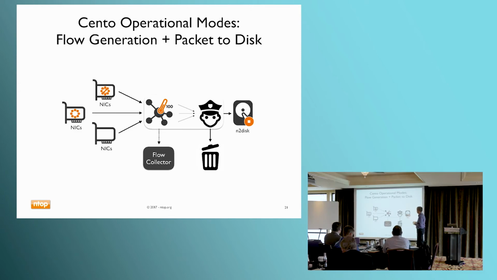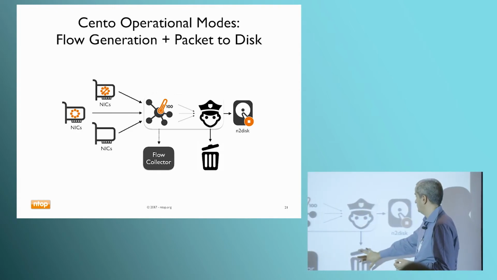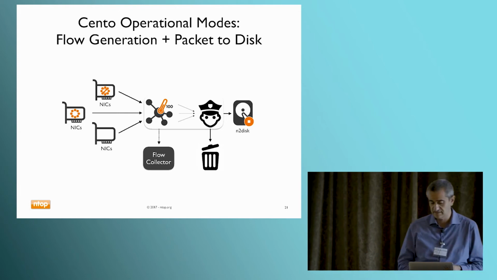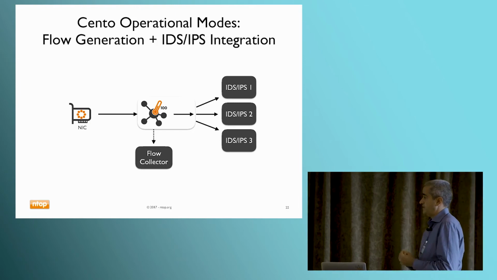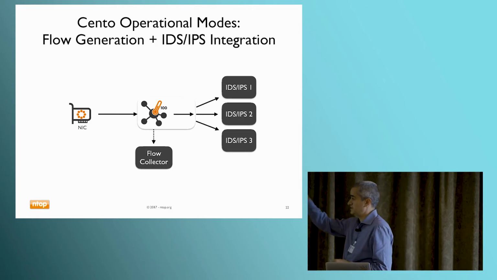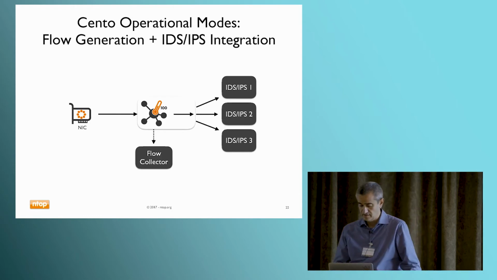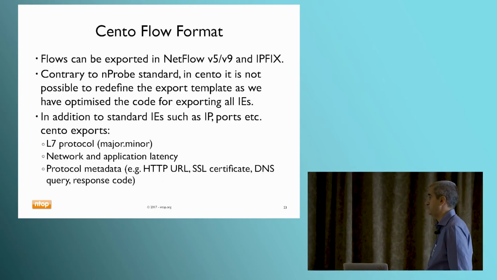Or for instance, in this case, to use it before the packet-to-disk application. So in essence, we create flows out of everything, and out of them, specific packets will be discarded. The others will go to disk. Again, this is controllable through the REST API I told you before. Or it is possible to use it in this other mode, where you take the NIC, capture the traffic, and distribute the traffic to the IDSs, and the IDSs can send feedback back to Cento so that we can change the configuration.